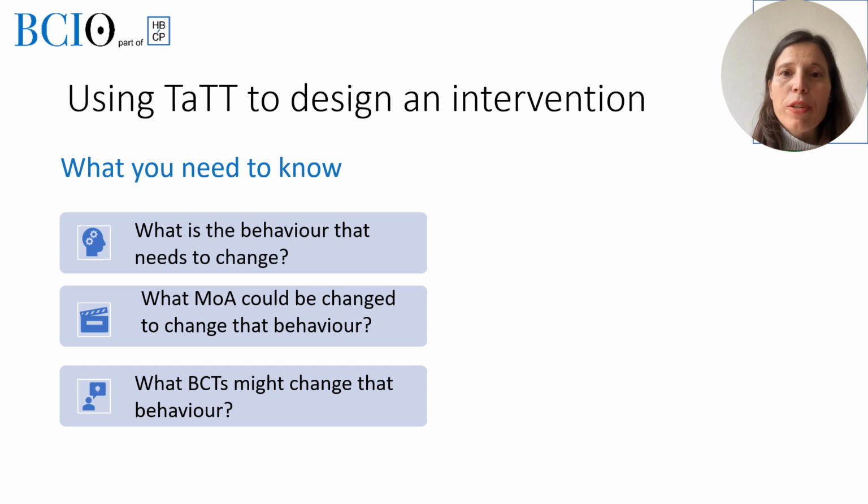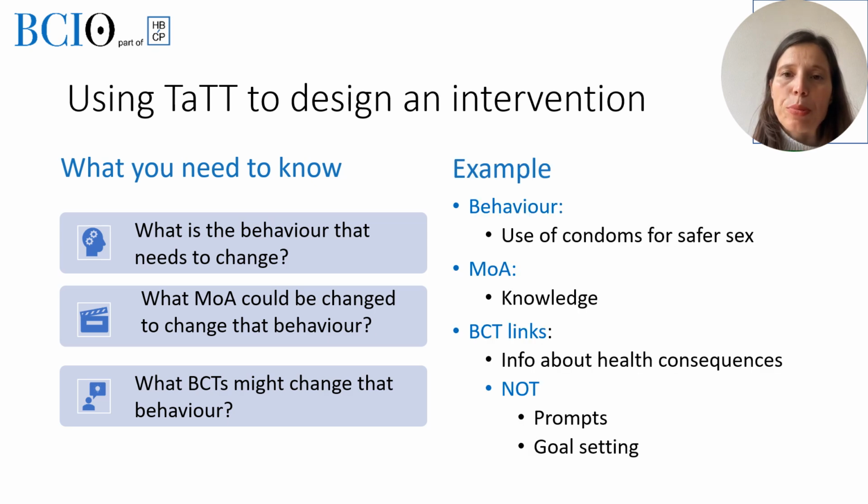So let us look at a few examples. If you're using the theory and techniques tool to design an intervention, you will need to know, of course, what is the behavior that needs to be changed. What could be the mechanism of action that could be changed to change that behavior, so the process that you need to influence for the behavior to change, and what BCTs might change that behavior. This is what information you need to bring and how the theory and the techniques tool will help you.